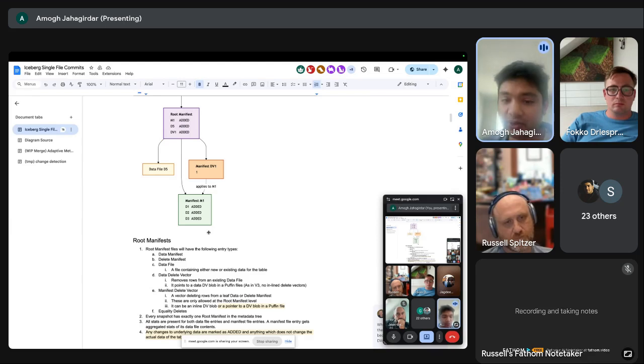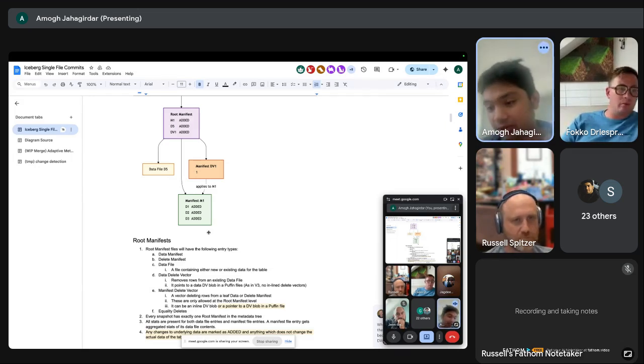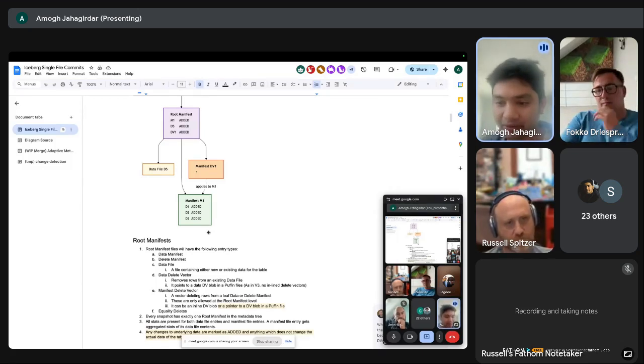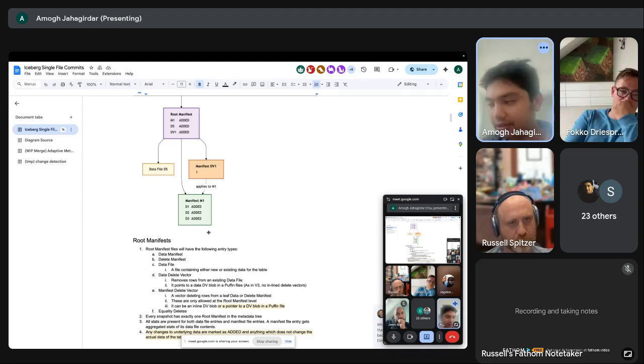These manifest DVs are only allowed at the root level. One of the open questions is whether they should only be inline, or whether they can be external if they get too large. I think we have some data points to show that we should largely be okay with just allowing inline manifest DVs, considering the scale they'll generally operate at. I'll pause here for any questions, because that's a lot.